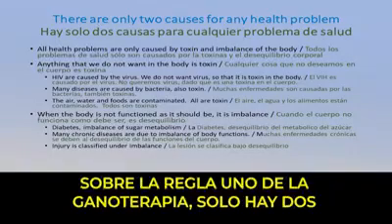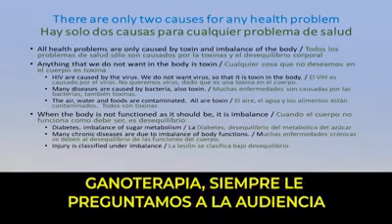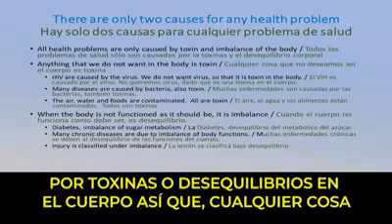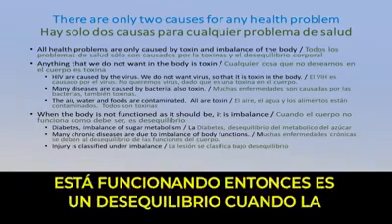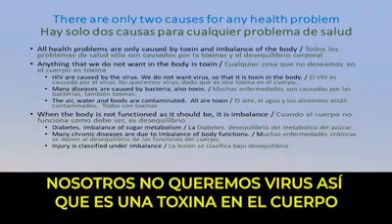Coming to rule 1 of GANOTERAPY, there are only 2 causes for any health problem. Before we start this GANOTERAPY, we always ask the audience, can you think of any disease that is not caused by toxins or imbalance? Okay, so anything that we do not want in the body is toxin. When the body does not function as it should, it is imbalance. Many people ask, how about HIV? HIV is caused by the virus. We don't want virus, so it is toxin in the body.